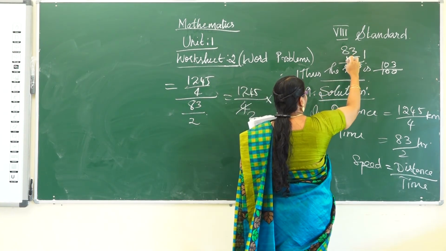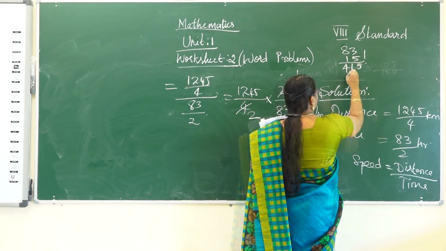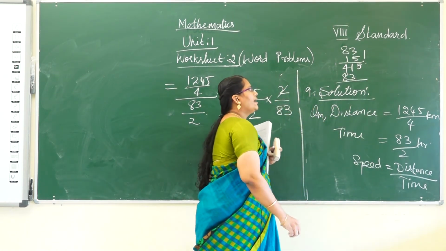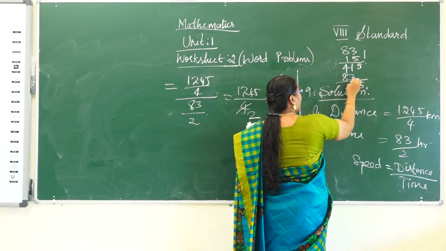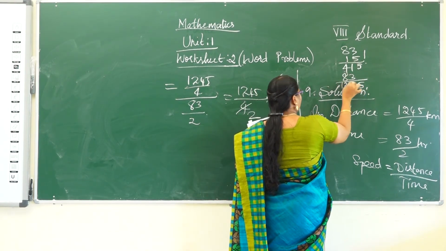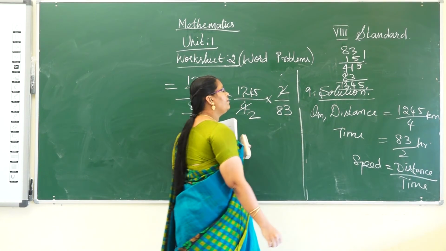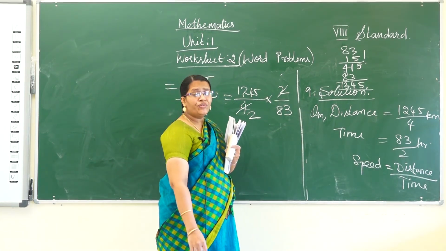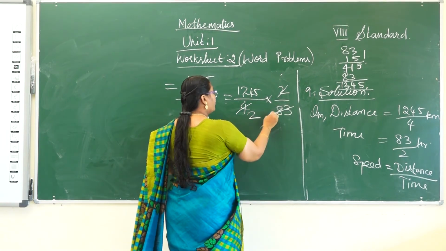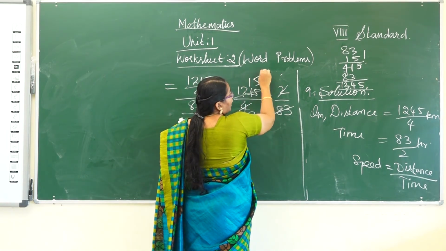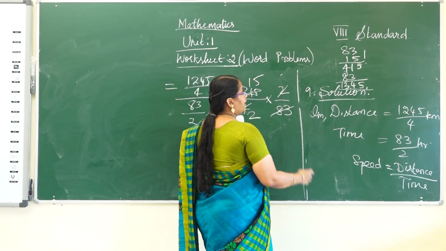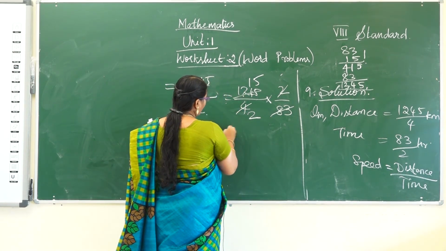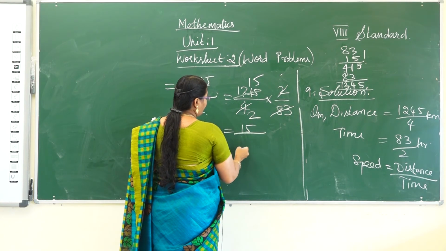Now multiply this value. 3 ones are 3. 1 8 is 8. Now add this value, 5 4 8 plus 4 is 12. So 1245, how many times do we multiply 83 to get the value of 1245? 15 times we will multiply. So 15 times 83 we get the value of 1245. Okay. So remaining 15 by 2.